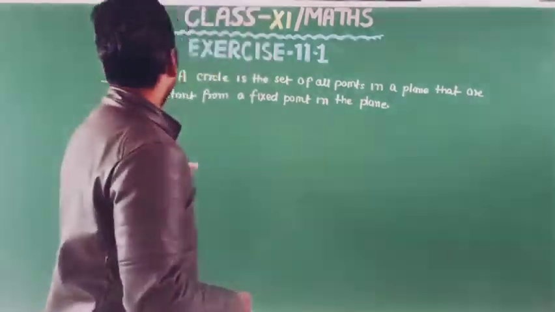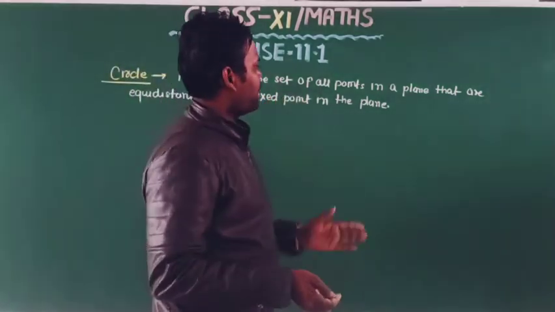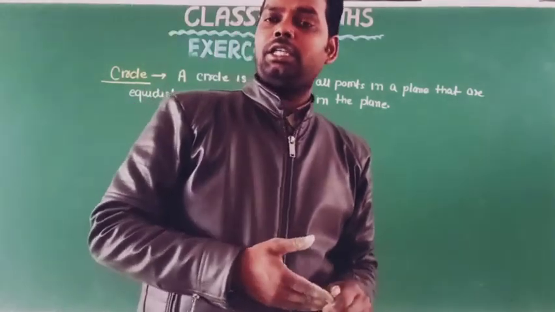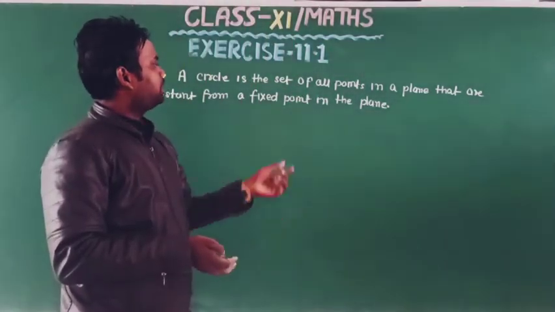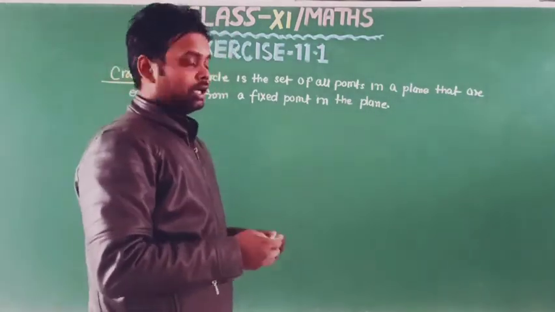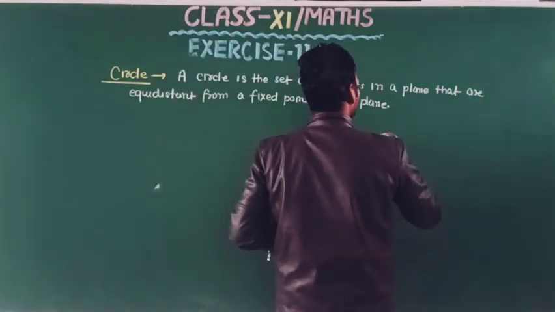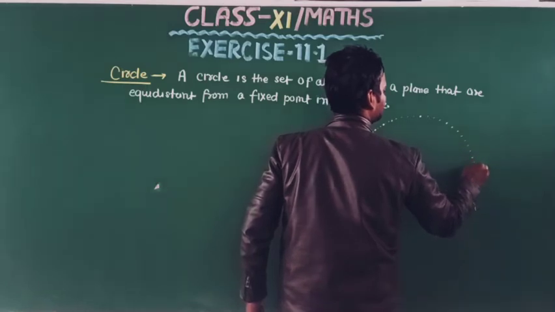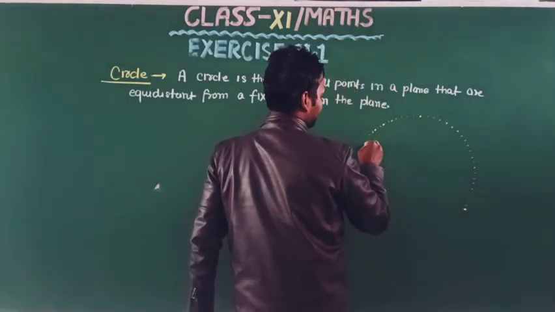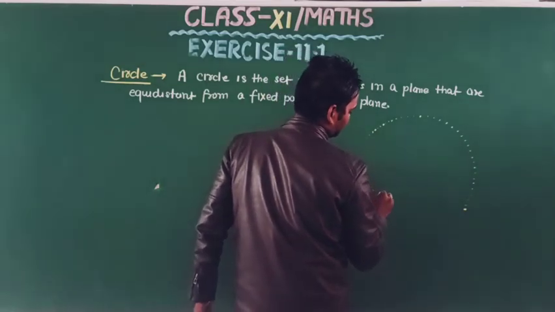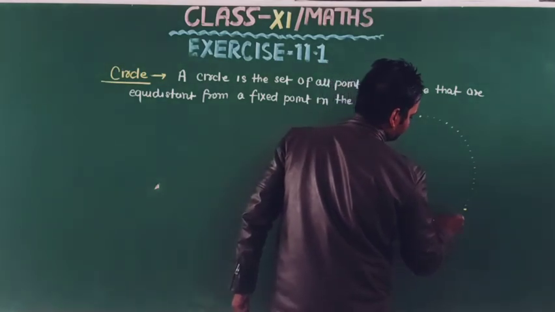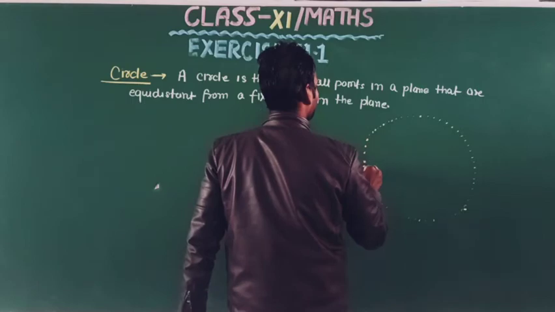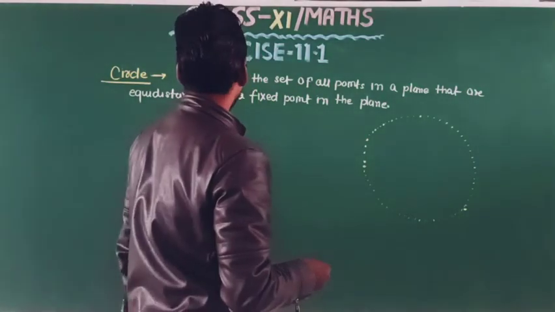So a circle is nothing but a set of all points in a plane that are equidistant from a fixed point in the plane. So basically the definition of a circle is a set of all points in a plane that are equidistant from a fixed point.